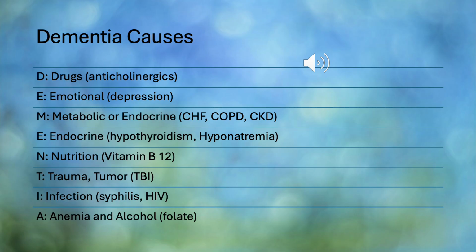So next semester, you'll be learning about brain tumors and also traumatic brain injuries, which can injure the brain and cause dementia. Infections, we don't really see this that much anymore since there's more information out about sexually transmitted infections, but long-term syphilis could cause dementia, and HIV can cause dementia as well. And then A is for anemia, like folate anemia, again, vegetarians. And then alcohol, long-term alcohol use disorder can result in dementia.